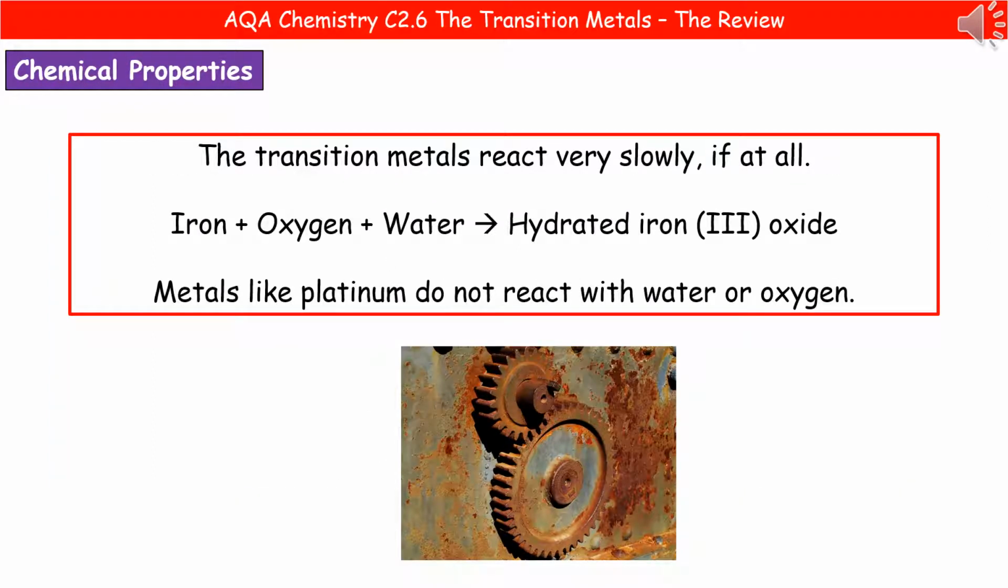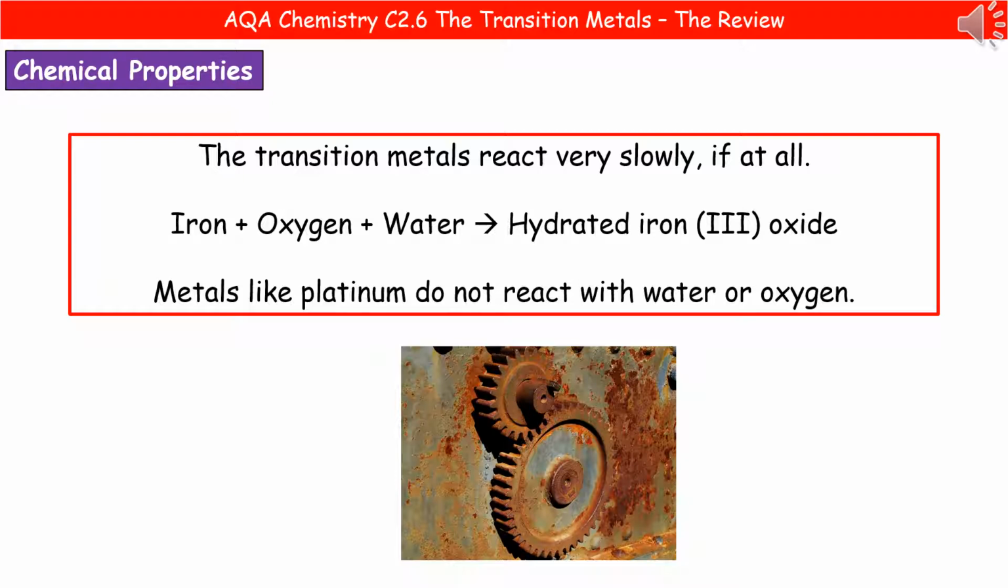If we now think about the chemical properties of our transition metals, then the first and most important fact to remember is that they react really slowly if they react at all. Now, a good example of transition metal is iron. You are probably familiar with one very slow reaction of iron, where iron will react with oxygen and water to make hydrated iron 3 oxide, or as you probably know it, rust. So that's a very slow reaction.